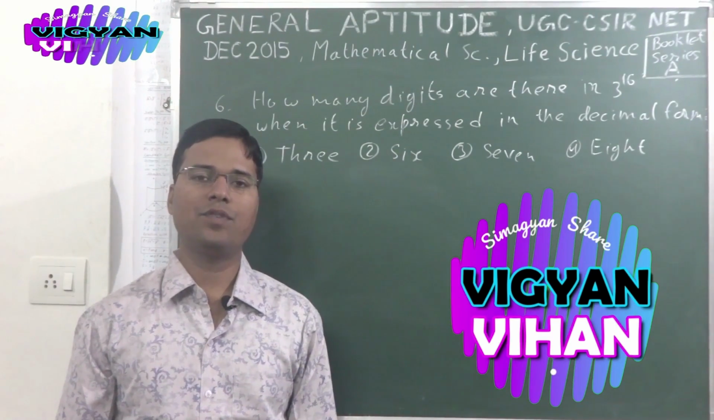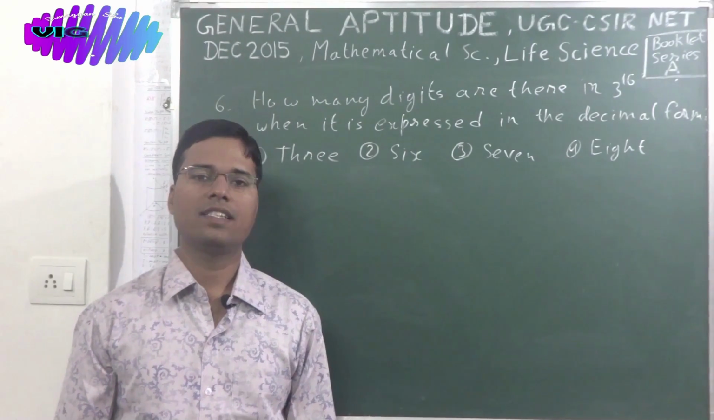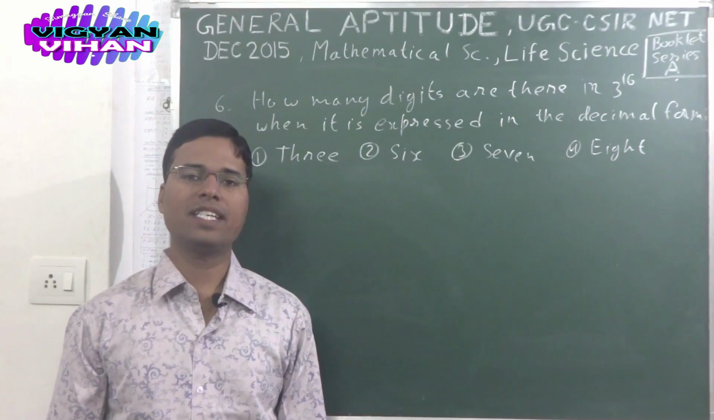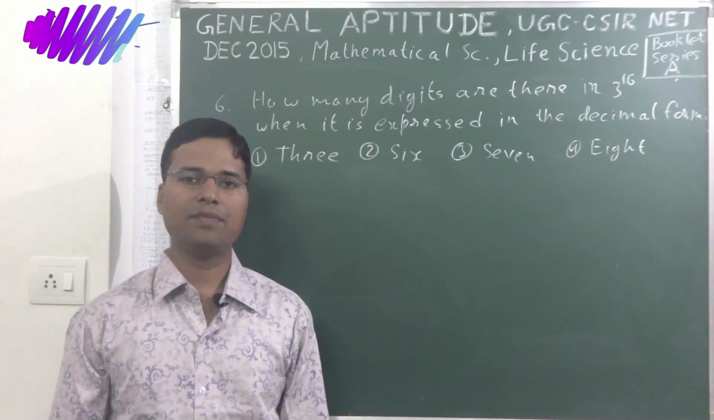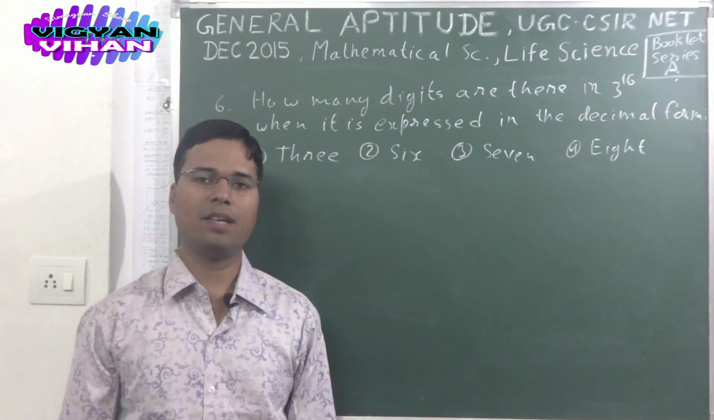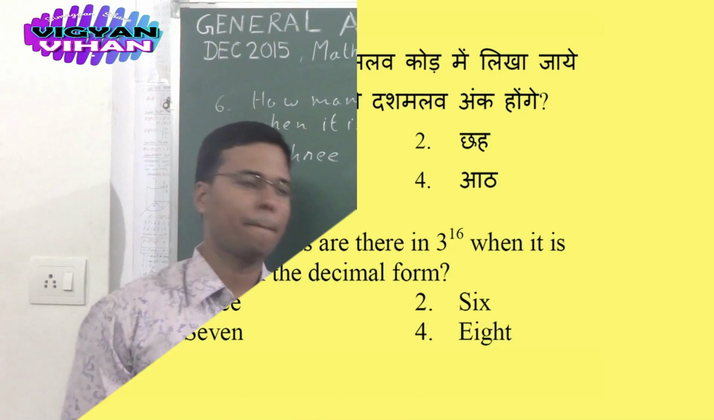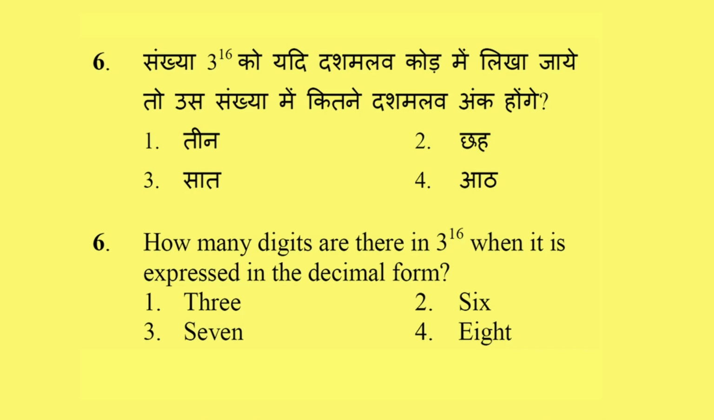This is our series for General Aptitude Part A of UGC-CSIR NET. This is the paper of Mathematical Sciences and Life Sciences of December 2015 exam. Let's start the solution. Friends, the first problem of this episode, problem number 6.